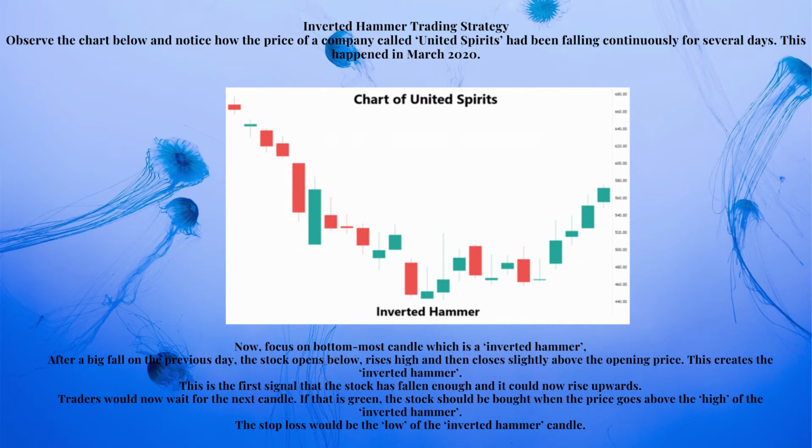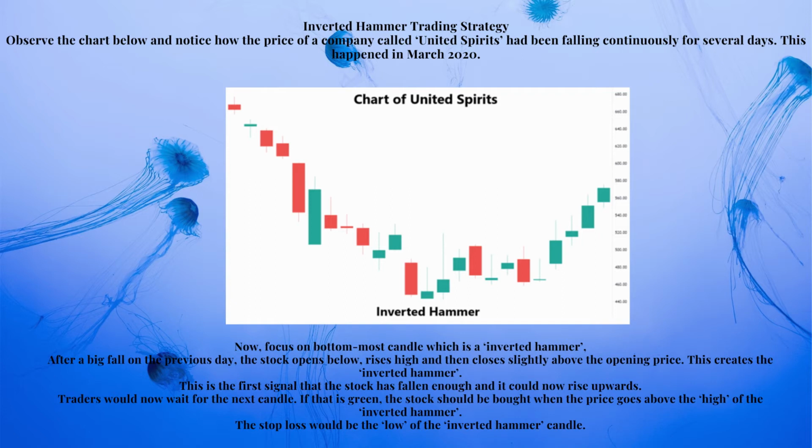Inverted hammer trading strategy. Observe the chart below and notice how the price of the company called United Spirits had been falling continuously for several days. This happened in March 2020. Now focus on the bottom candle, which is an inverted hammer. After a big fall on the day, the stock opens below, rises high and then closes slightly above the opening price. This creates the inverted hammer. This is the first signal that the stock has fallen enough and it could now rise upwards.